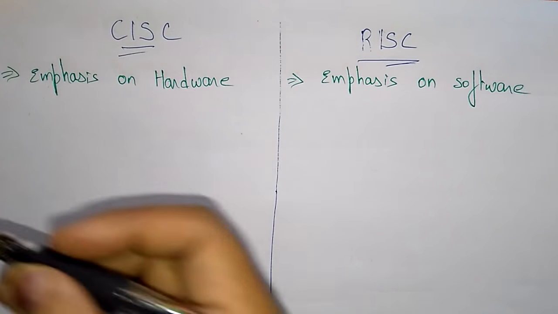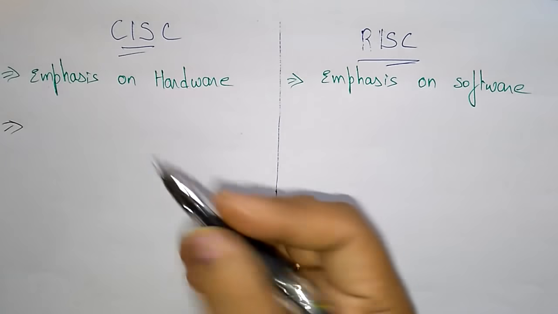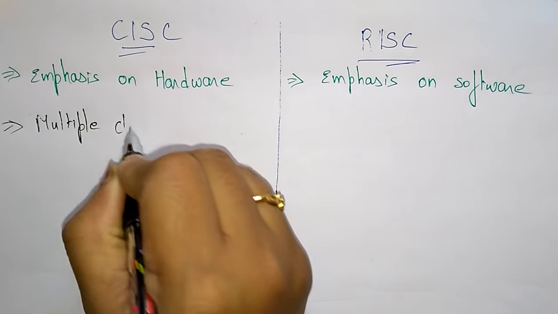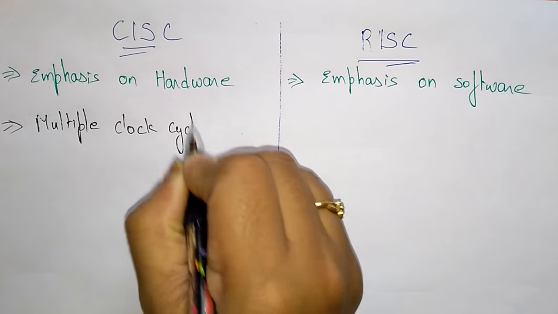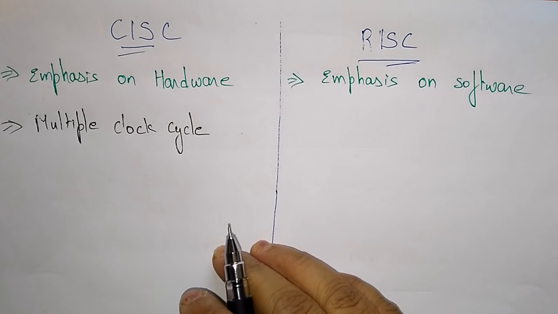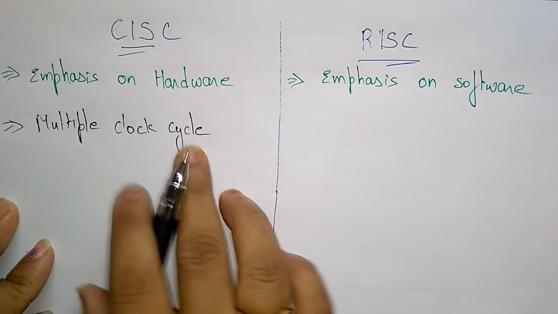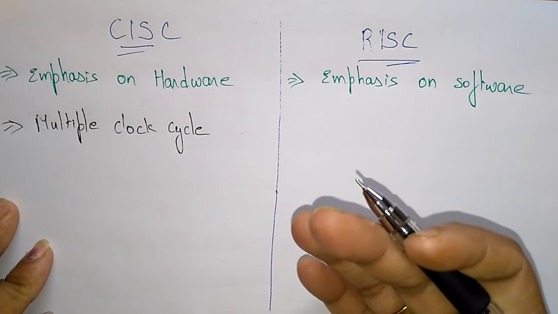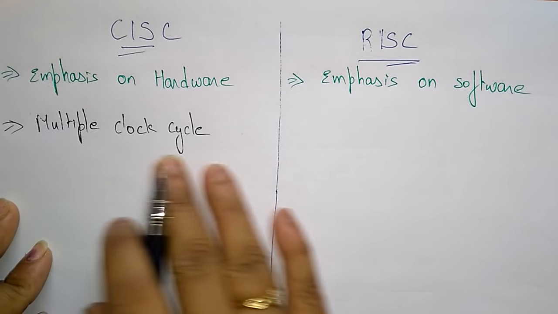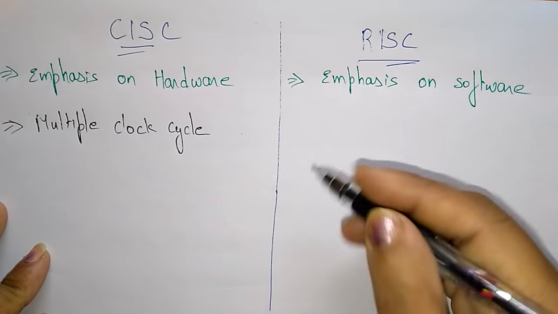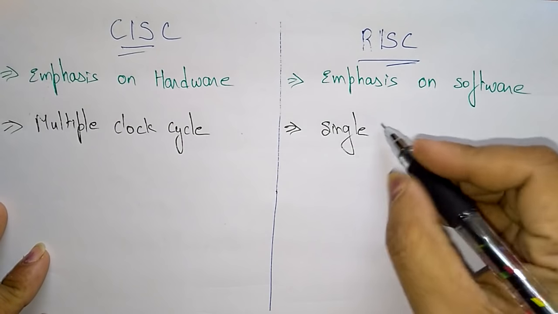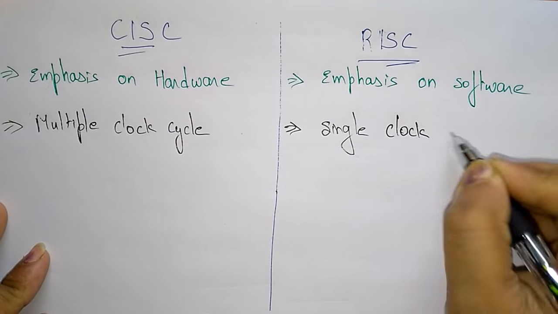Okay, so next, CISC consists of multiple clock cycles to execute a single instruction. Because it is a complex instruction set computer, it needs multiple clock cycles. So it ignores how many clock cycles it is taking, because each instruction requires multiple clock cycles, whereas RISC takes only a single clock cycle for one instruction to be executed.